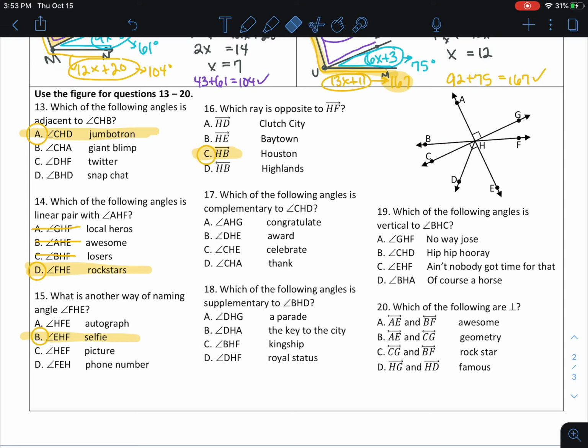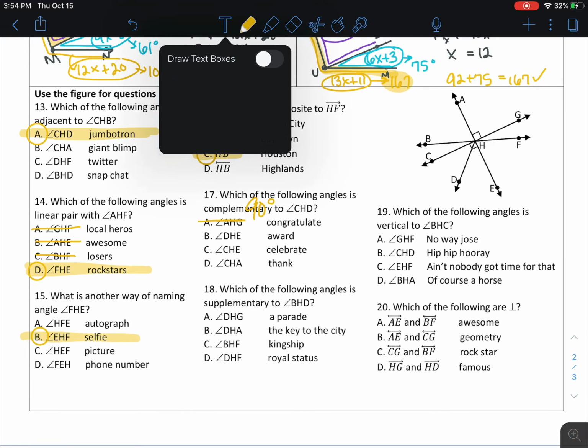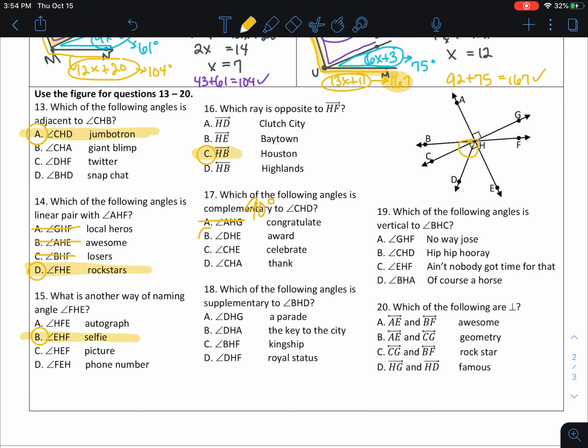Okay. Let's see, which of the following angles is complementary with CHD? So complementary means 90 degrees. CHD is here, so this is the angle we're talking about. We need one that's gonna make 90 degrees with it. So AHG, well, that's way over here, so that's a no. Okay, what about DHE? So DHE, there it is. It makes a 90-degree angle, and I can really tell because it does have a square in the corner right here. So we are good. That's the one we needed.